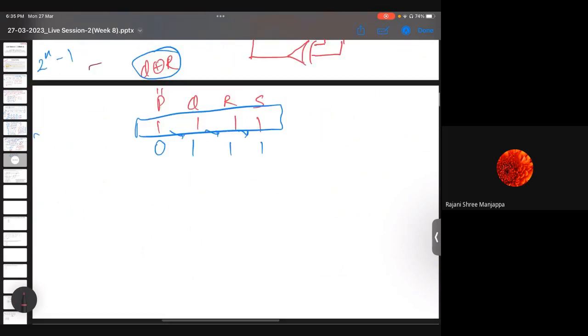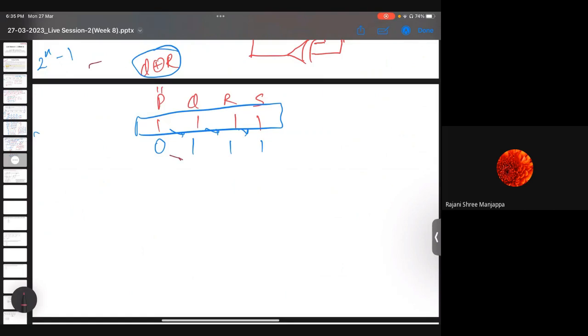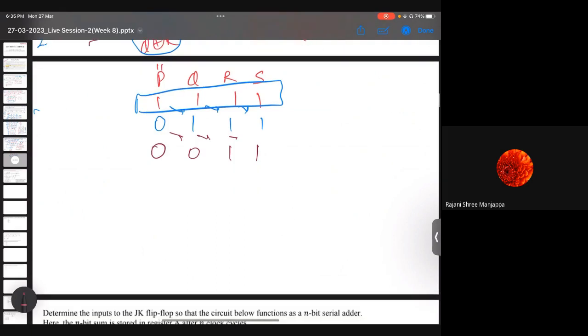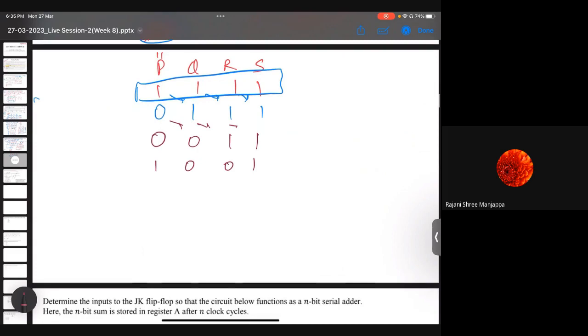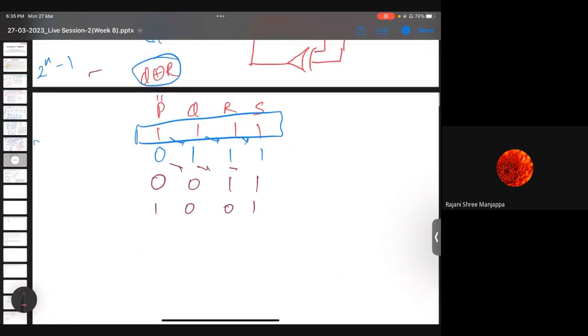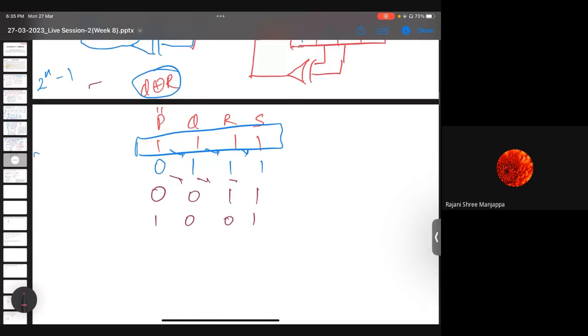Maybe you can check. So I'll do this: 0, 1, 1 here, and then the first bit is nothing but q XOR 0, so it is 0. So I'm just doing 0, 0, 1. Then I'm getting 1. The leftmost bit P is occupied by 0 in the second step, because p is nothing but q XOR 0. In the previous step, q and r were 1, 1, so they get XORed and land here.